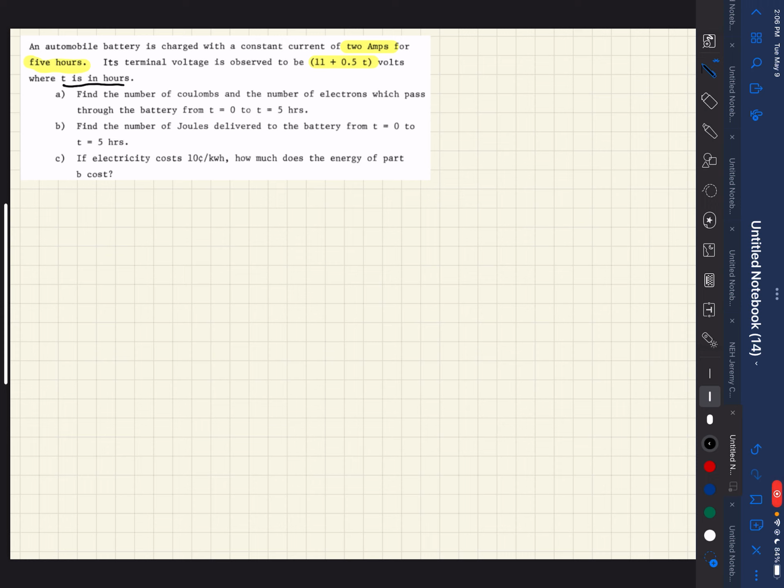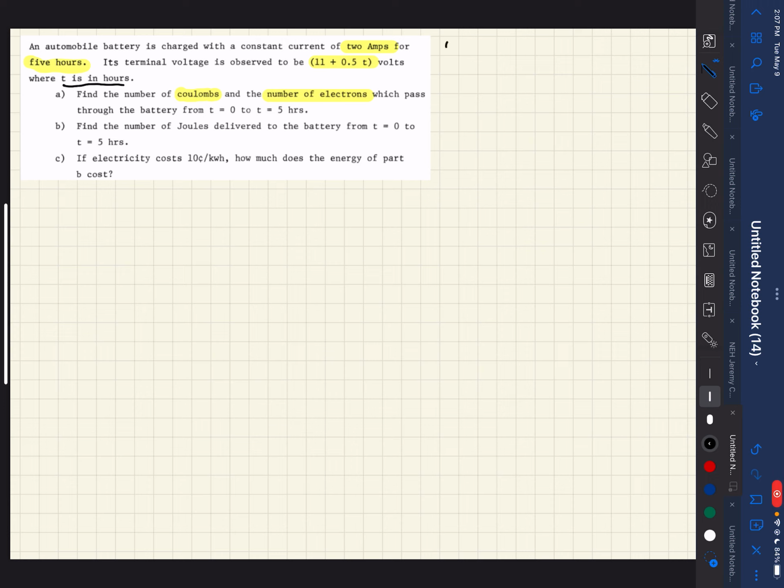So for part A, they want us to find the number of coulombs, which is charge, and then they want us to use that to determine the number of electrons which pass through our battery over the 5-hour period that we're dealing with. So as I mentioned before, we need our time to be expressed in seconds, not in hours.